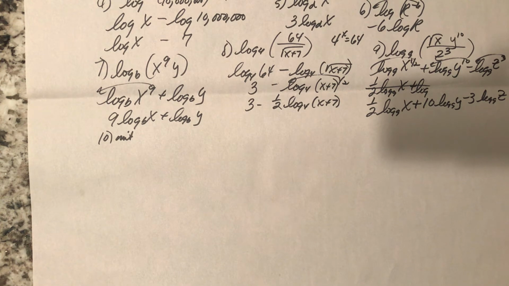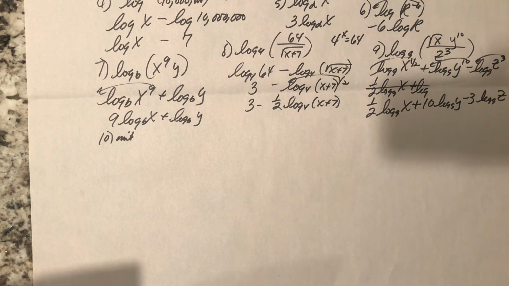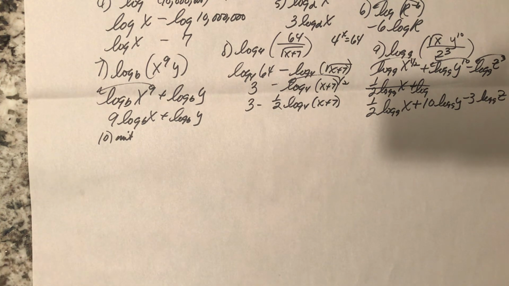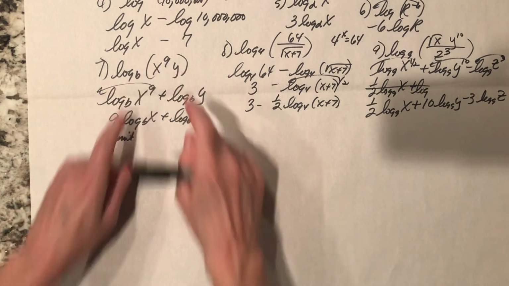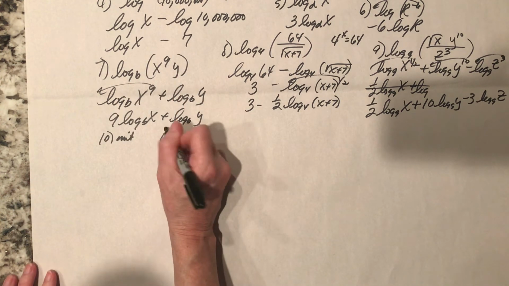So 11, 12, 13, which isn't on here but is on your homework, so I've got it here for you. 11, 12, 13, 14, and 15, we're condensing. They have expanded them out. We're going to have to scoot them together, just like we did in Thomas's sheet.